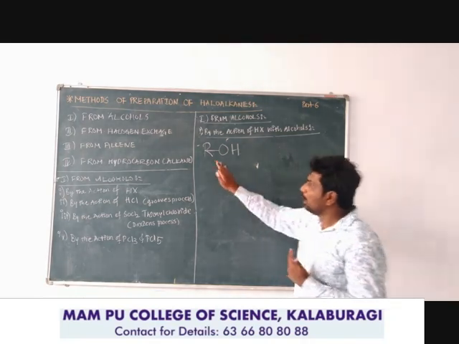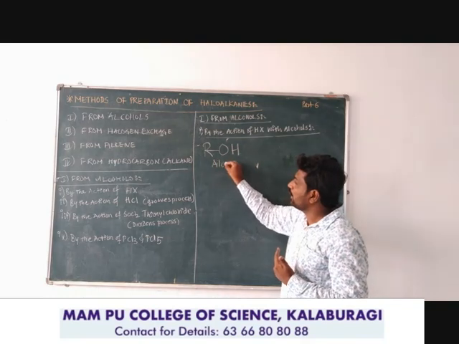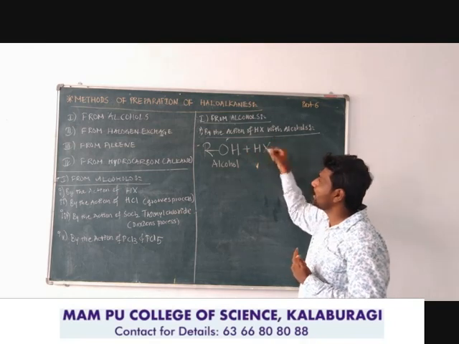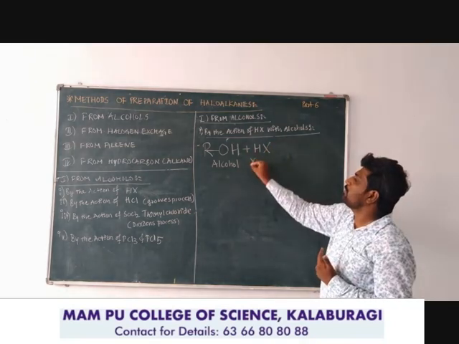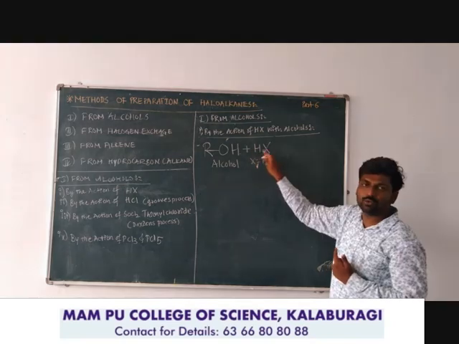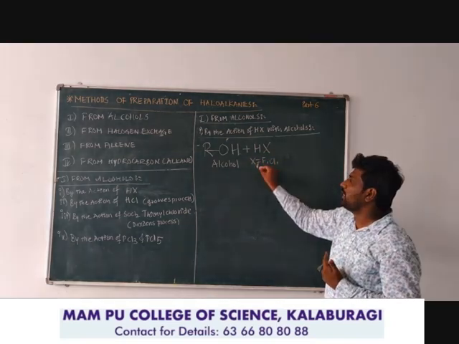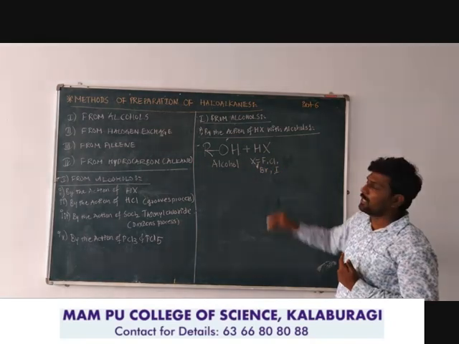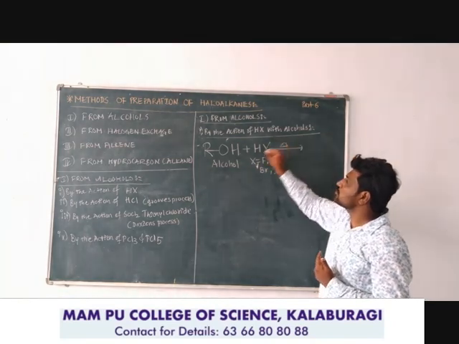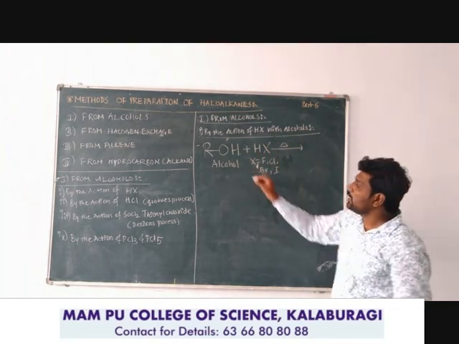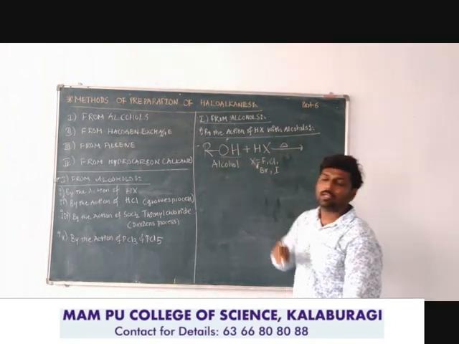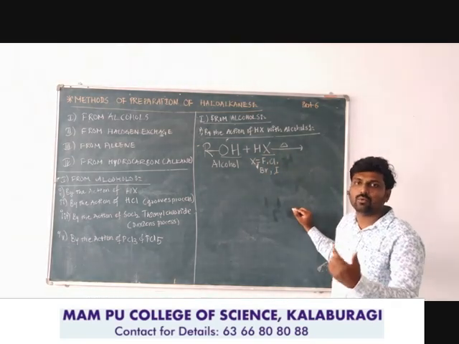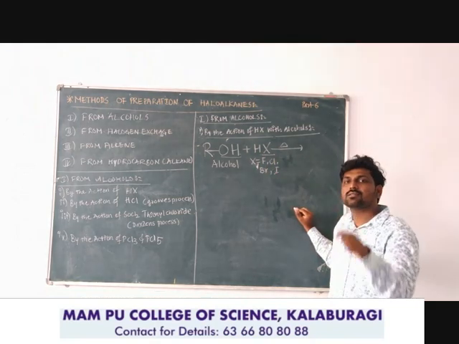See here, alcohol general formula is ROH. When it is heated with HX, that is hydrogen halide, any hydrogen halide, X may be fluorine, giving hydrogen fluoride, chlorine, hydrogen chloride, bromine, hydrogen bromide, and iodine, hydrogen iodide. These two chemicals are heated with each other. Here the OH of the alcohol is substituted by the halogen of the hydrogen halide.